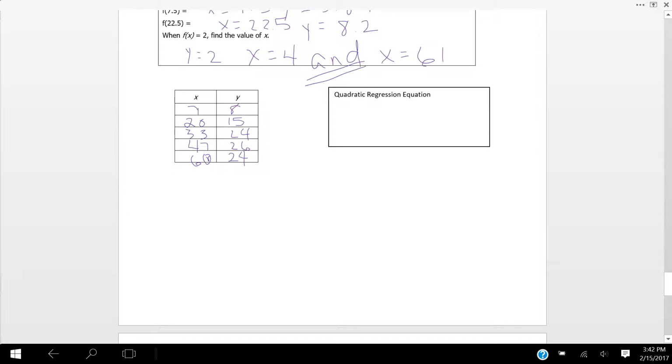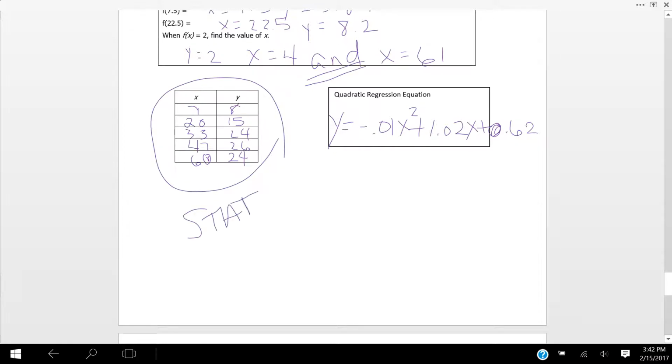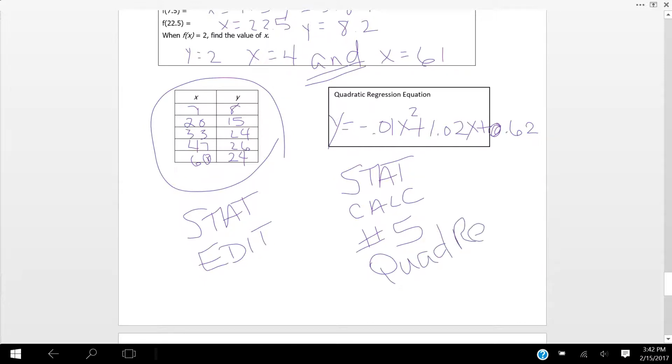And I'm going to write in my equation for my quadratic regression, which was y equals -0.01x squared plus 1.02x plus 0.62. So that's our quadratic regression equation we got, putting this data into stat edit. And this was stat, calc, number 5 is quad reg, quadratic regression.